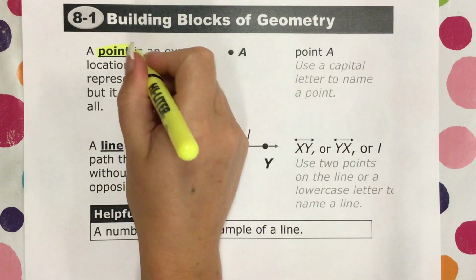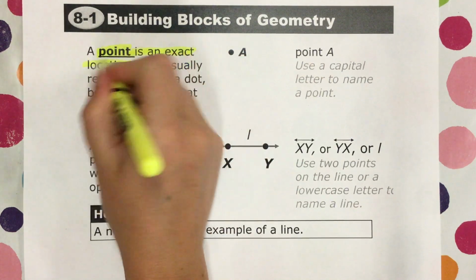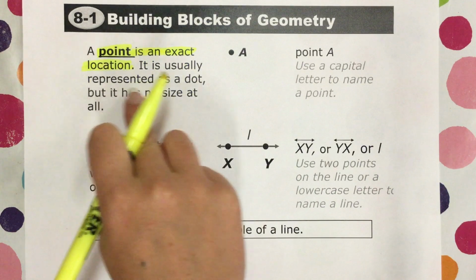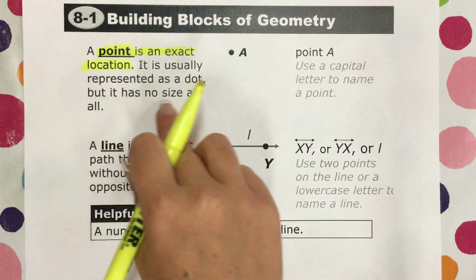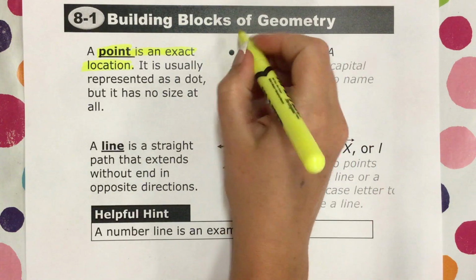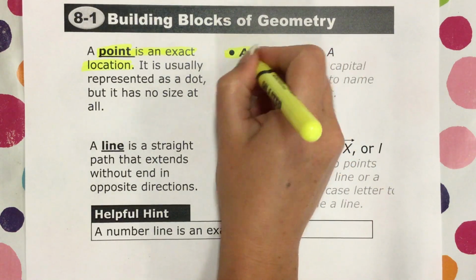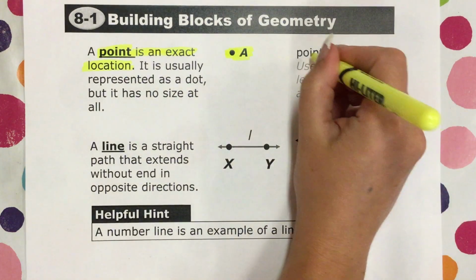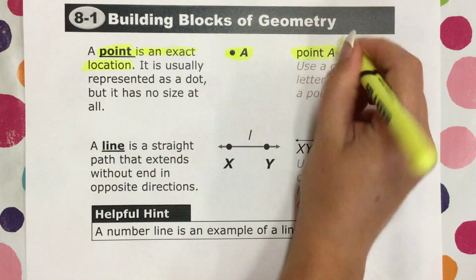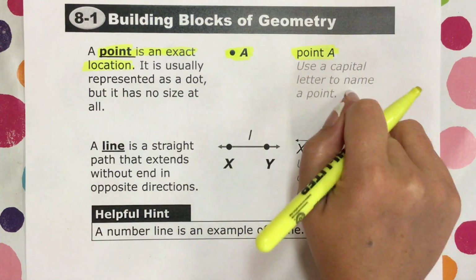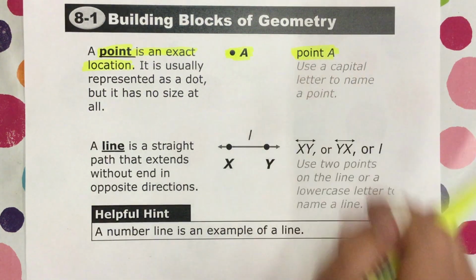A point is an exact location, all right? It is usually represented as a dot, but it has no size at all. So this is a point right here, and it's called point A. How we would state point A is just by writing out the words point A. We use a capital letter to name a point, okay?